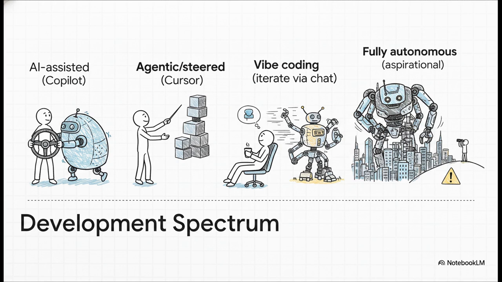Keep going, and you hit vibe coding. This is amazing for prototypes. You don't even read the code anymore. You literally just test the output and iterate by talking to the machine. And then at the extreme far end is fully autonomous coding, which, let's be real, is frankly a bit negligent to run today without human oversight.